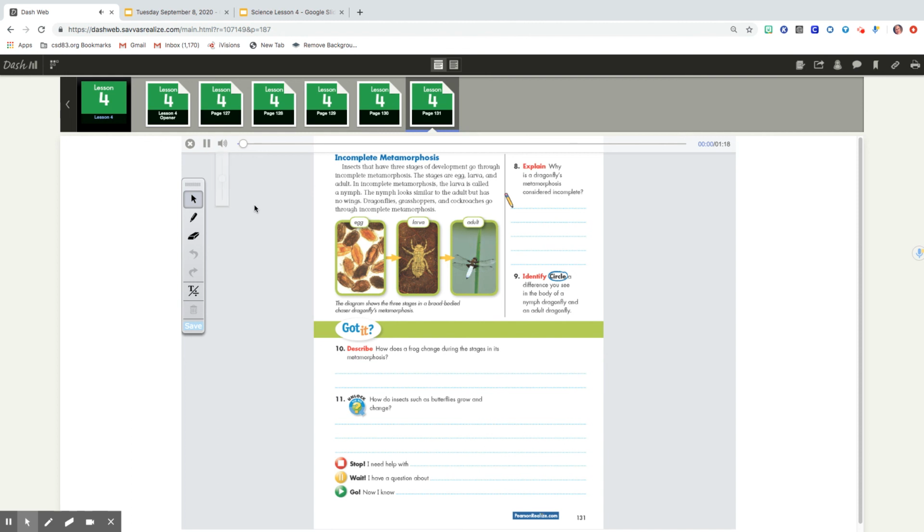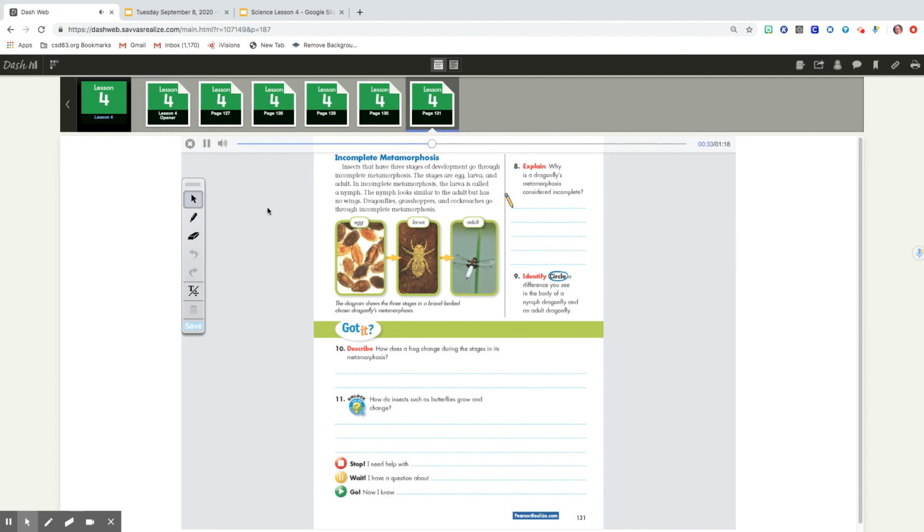Incomplete metamorphosis. Insects that have 3 stages of development go through incomplete metamorphosis. The stages are egg, larva, and adult. In incomplete metamorphosis, the larva is called a nymph. The nymph looks similar to the adult, but has no wings. Dragonflies, grasshoppers, and cockroaches go through incomplete metamorphosis. Egg, larva, adult. The diagram shows the 3 stages in a broad-bodied chaser dragonfly's metamorphosis.